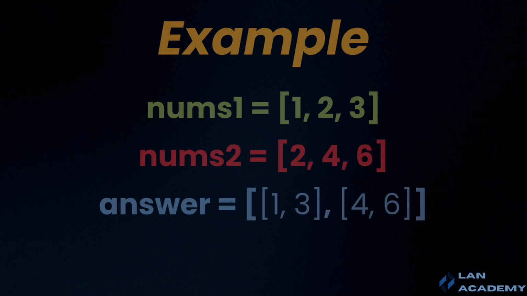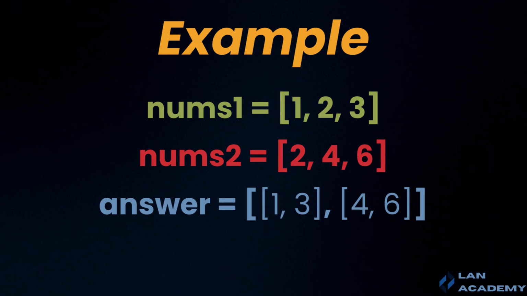Let's take a quick look at an example so we can understand what the problem needs better. If nums1 equals 1, 2, 3 and nums2 equals 2, 4, 6, then the algorithm returns answer as [1, 3] and [4, 6]. This is because the elements from nums1 that aren't in nums2 are 1 and 3, and the elements that are in nums2 but not in nums1 are 4 and 6.